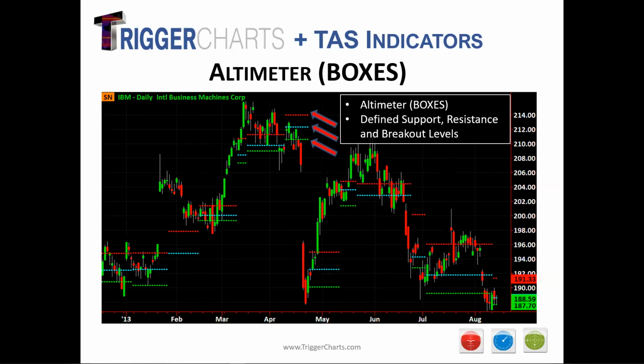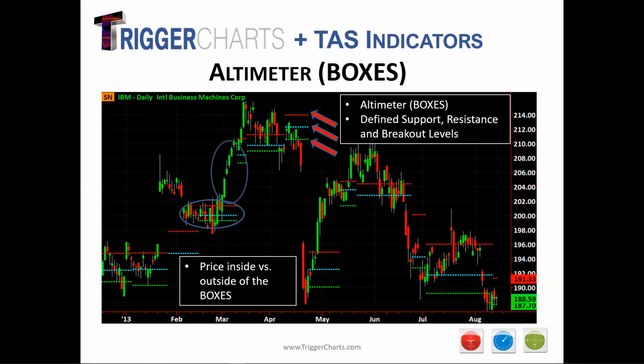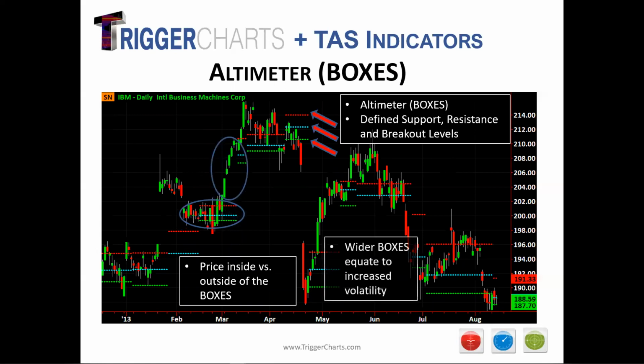So you want to know what if the price is inside the box, outside the box. We could just swap out the name, altimeter versus boxes, right? Ketchup, catsup. All depends on how you want to look at it, right? Potato, potato. So all these are identical. Wider boxes equate to increased volatility, et cetera. You know all about this.